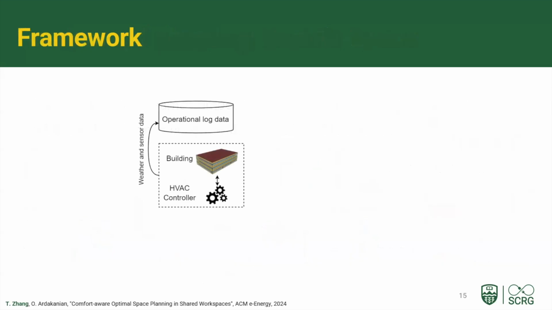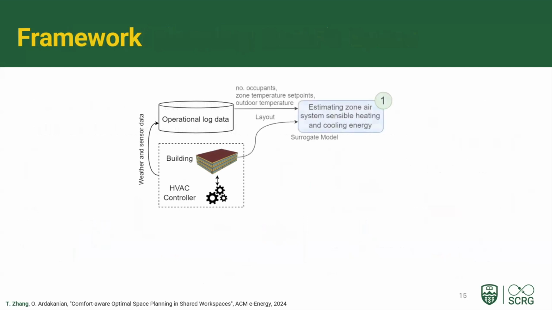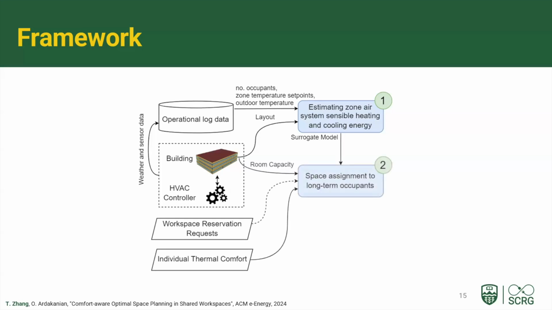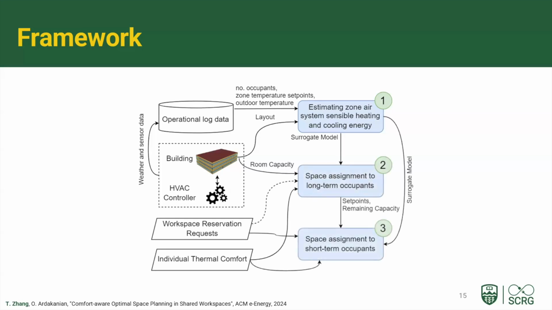So the complete workflow is presented as below. We first utilize the log data to train ICNN models for individual zones, enabling us to estimate the HVAC energy consumption within each zone. Then these surrogate models are used to allocate space to long-term occupants. Once the assignment is finalized, we process the incoming requests from the short-term occupants through the implementation of heuristic algorithms.